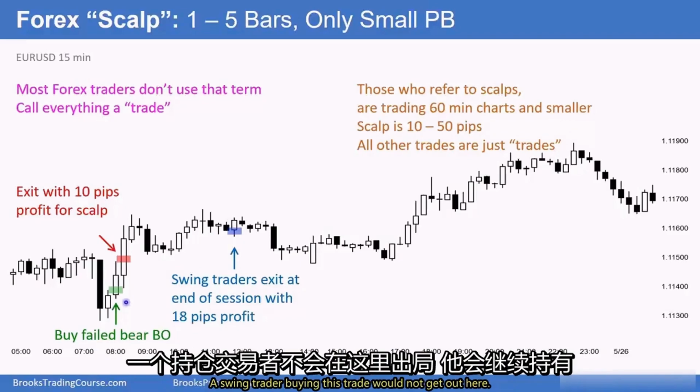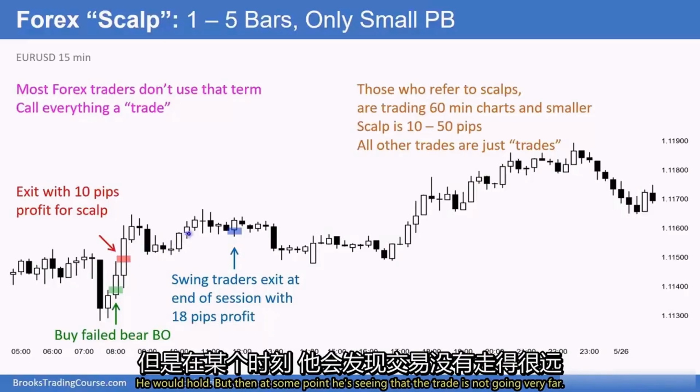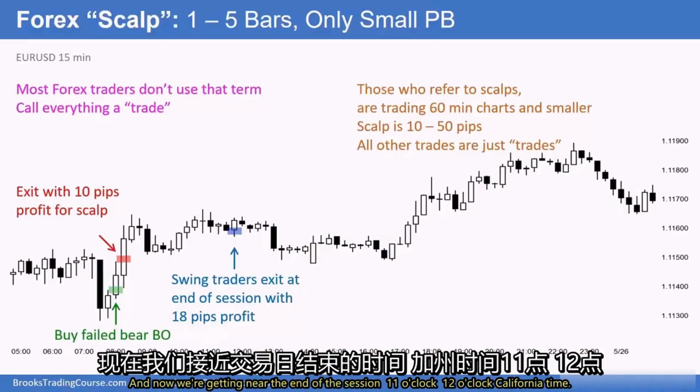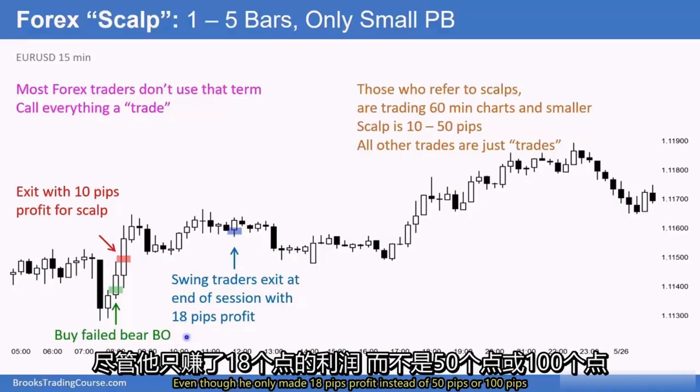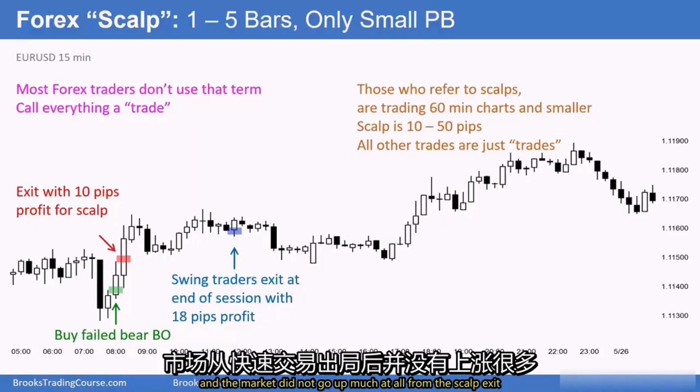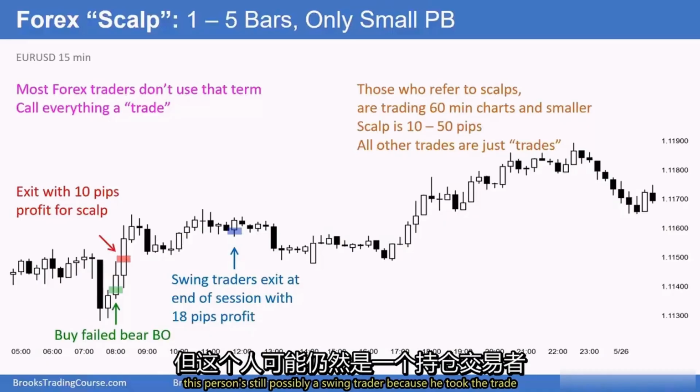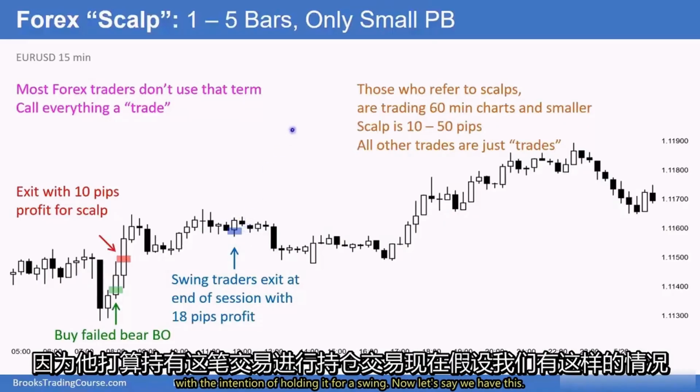A swing trader buying this trade would not get out here. He would hold, but then at some point he's seeing that the trade is not going very far, and now we're getting near the end of the session, 11 o'clock, 12 o'clock California time, and he might get out here. Even though he only made 18 pips profit instead of 50 pips or 100 pips, and the market did not go up much at all from the scalp exit, this person's still possibly a swing trader because he took the trade with the intention of holding it for a swing.